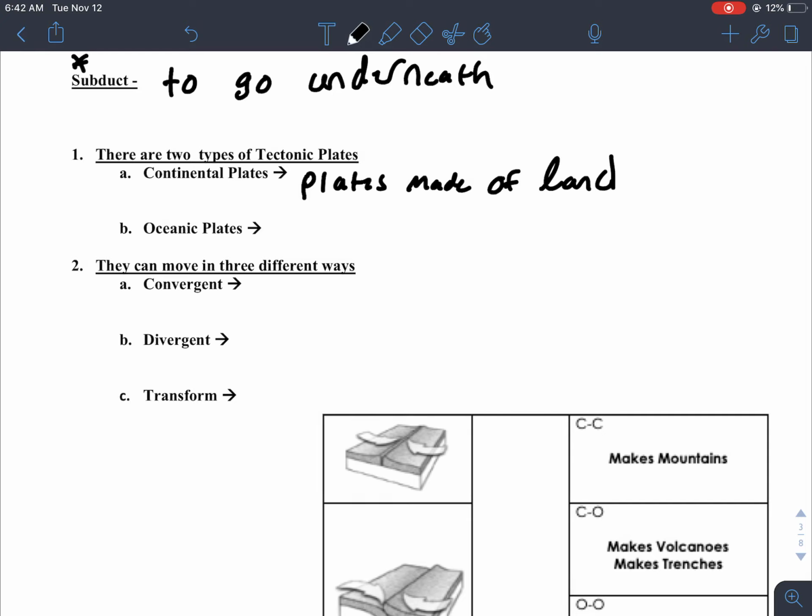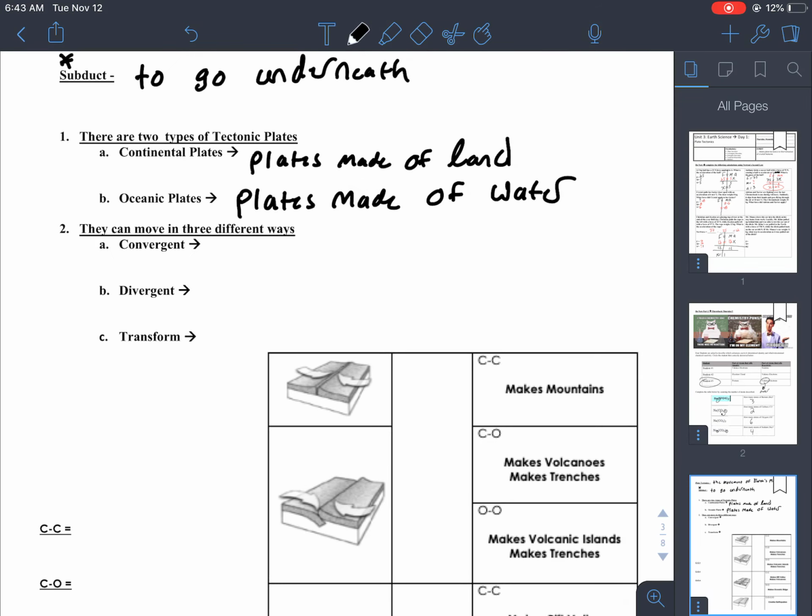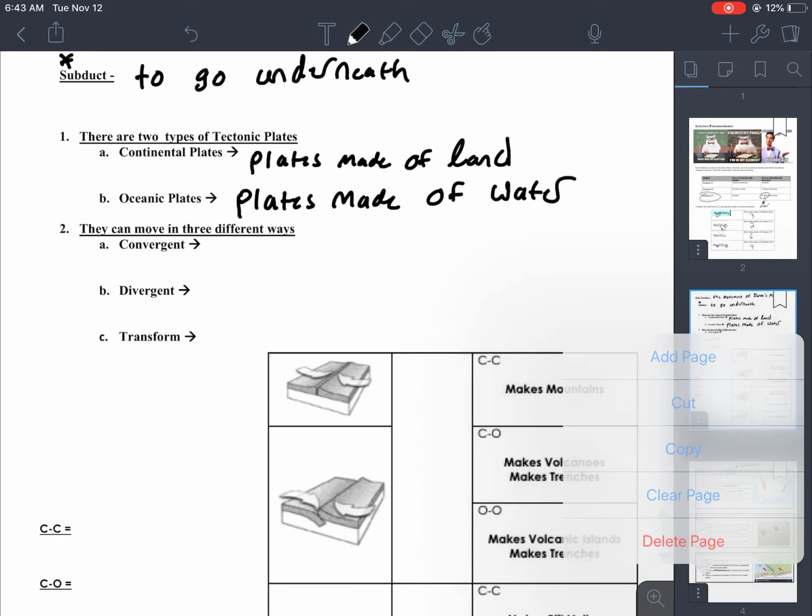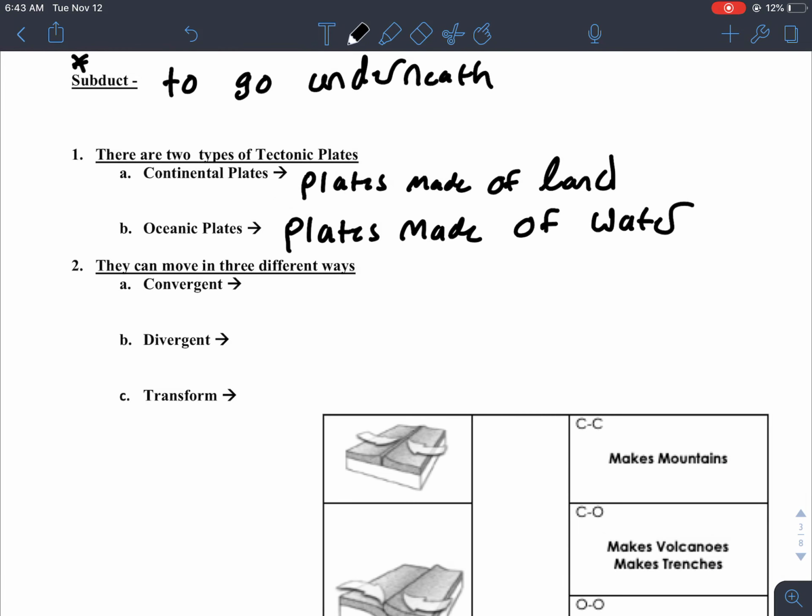But there's other types of plates. They're called oceanic plates. Oceanic plates, what I want you to write here is plates made of, I'm guessing you can guess this one, it's water. Plates made of water, okay? So we're going to have continental plates coming together. Those are plates that are made of land. We're going to have oceanic plates. Those are plates that are made of water.